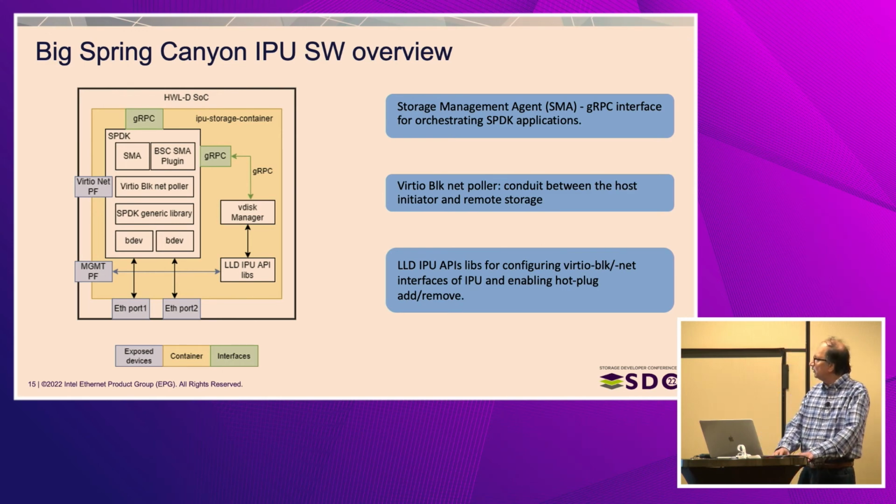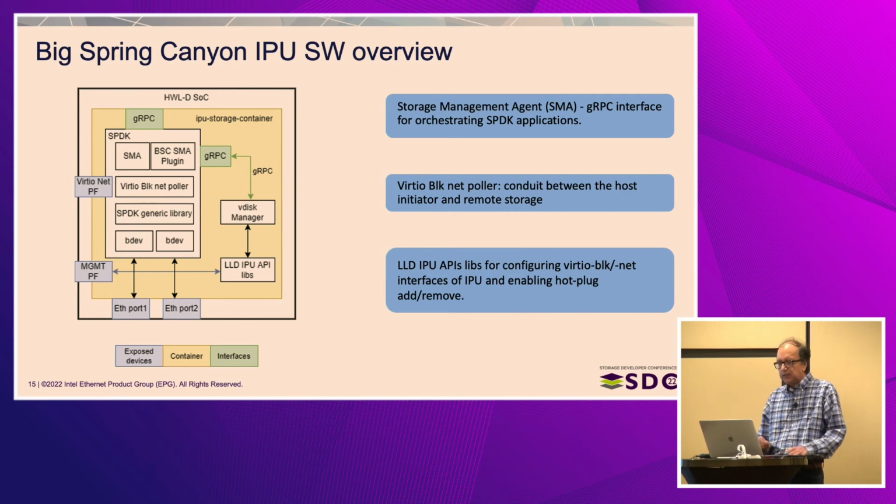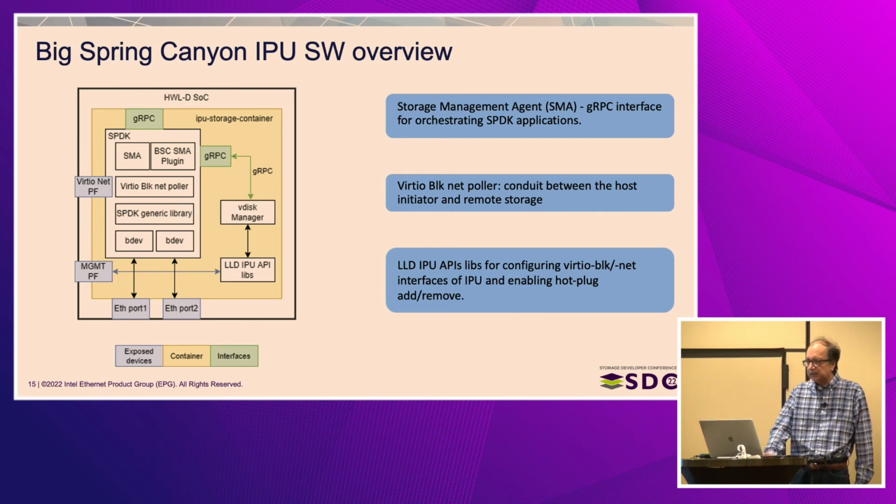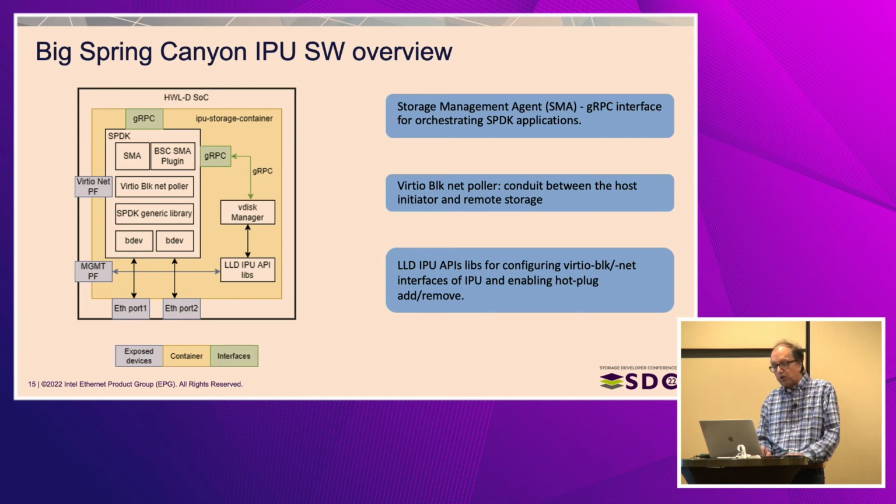This is the Big Spring Canyon software overview. The entity in the middle, this virtio-blk net pooler, is essentially a channel between the host initiator on one side and the remote storage on the other side. The SMA gRPC interface is there for orchestrating the SPDK application. And then there is a low-level API library, simply called the LLD IPU API library, that is for configuring virtio-blk and virtio-net interfaces of the IPU. It also has hot plug capabilities. I mean, you can make a disk appear or disappear on demand. It's not just at the time of power on; you can do it dynamically during runtime also. And this LLD IPU API also enables that hot plug add and remove kind of capabilities.